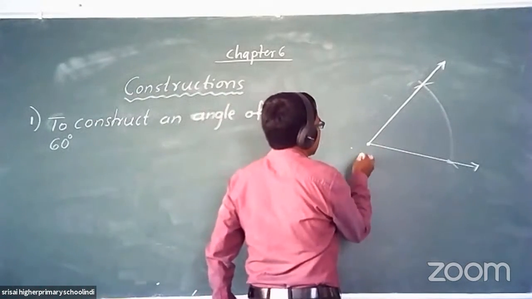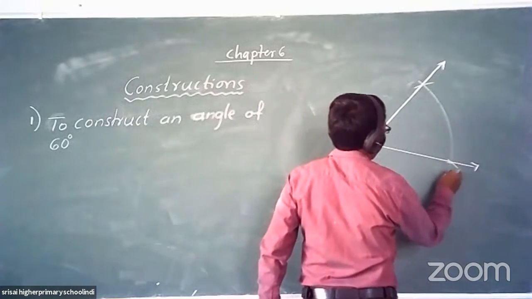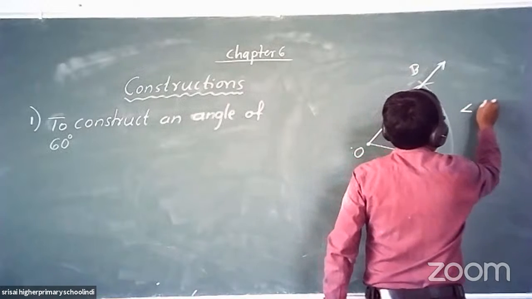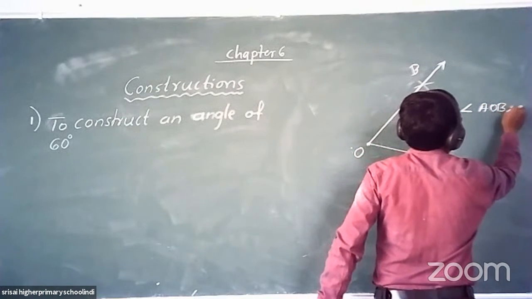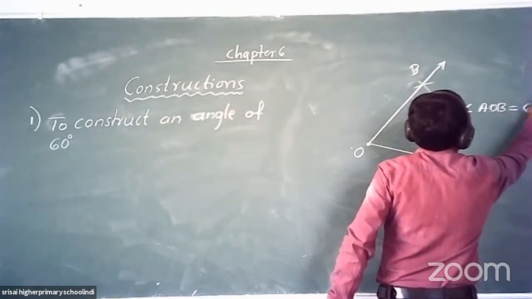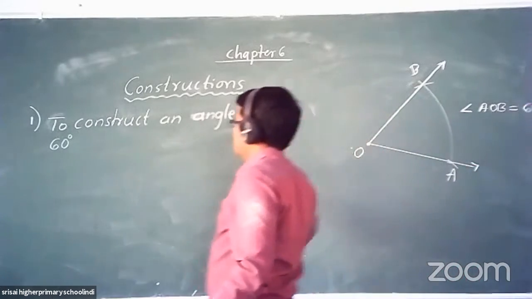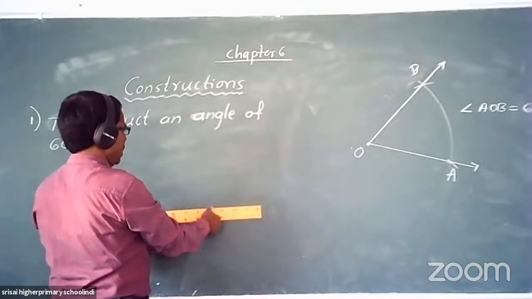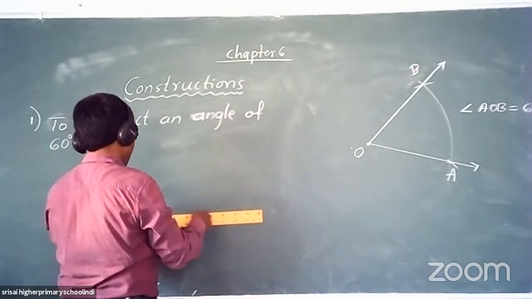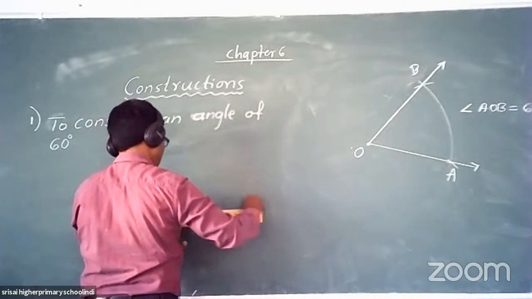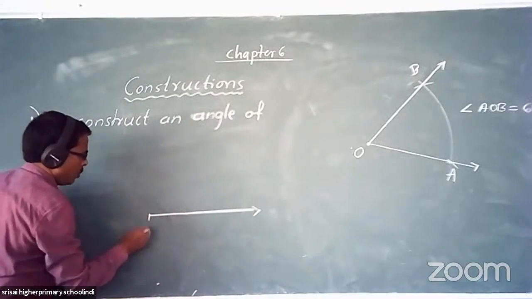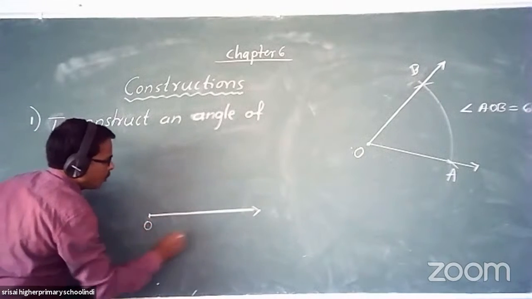Let us call this OA and this OB. Here, angle AOB is how much? It is 60 degrees. Now I want to draw a 60 degree angle. So first we should draw a ray. I'll draw a ray. This is OA.